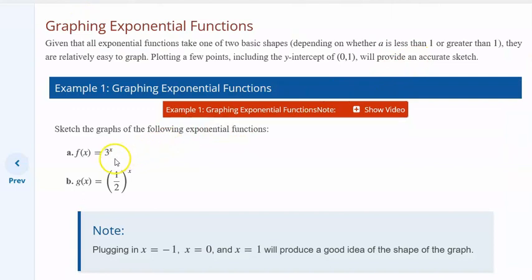Well, if you've done some sketching already, in a sense, we've done this. We've sketched the graph of 3 to the x power and 1/2 to the x power. Or actually, I see these were reversed. So let's take a look at them.